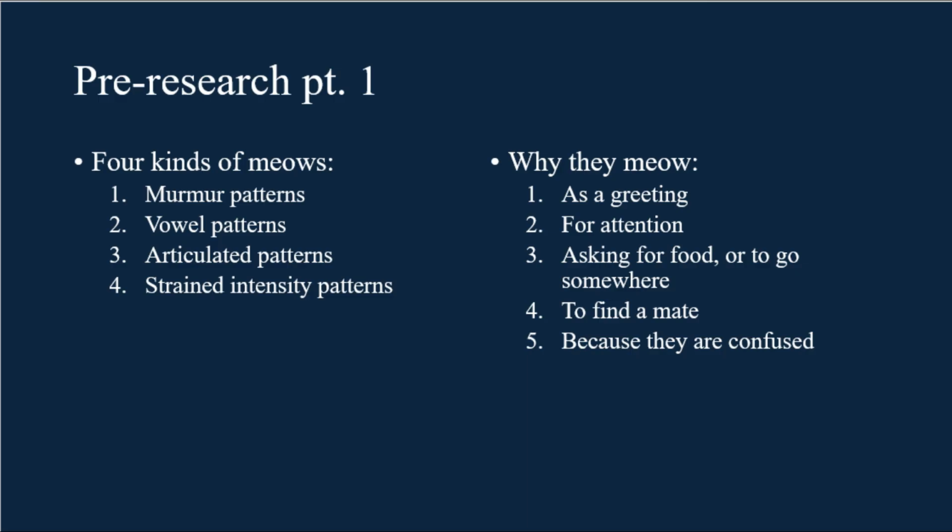But yeah, to go through them real quick, the vowel patterns are meows in all kinds of variations, so just plain old meow. Articulated patterns can be frustrated chirps or chattering. So like when your cat's watching some birds outside and they're trying to click and sound like them, that's an articulated pattern. A murmur pattern is something quieter and it's usually when they're getting affection. So that's like a purr or a trill, like the cat starting up sound is what some people like to call it. Or strained and intensity patterns.